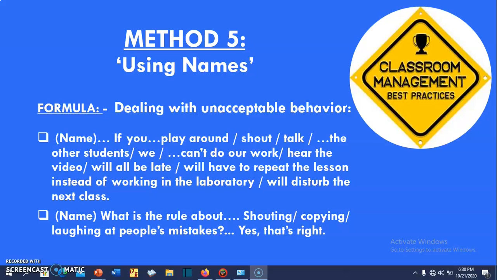The second way is you put the name, and then this is how it's done. Never, what is the rule about copying someone else's work? Makeda, what is the rule about laughing at people's mistakes? Then when he or she gives you the answer, you confirm that, yes, that's right. That's done.